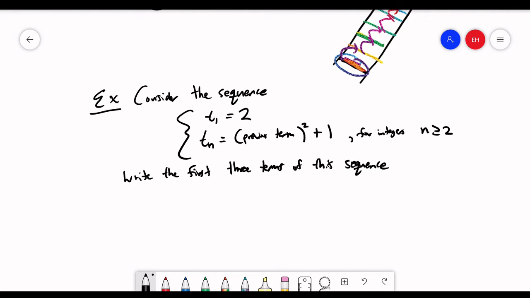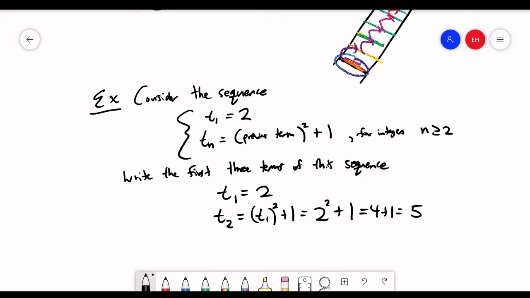All right, so pause, try to do it yourself. Okay, so the first term, we're just going to copy it from the first line. It's 2. Then to get the second step, T2, it says take the previous term, which is T1, square it and add 1. Well, the previous term is 2, so we square 2, add 1, and we get 5. So 5 is the second term.